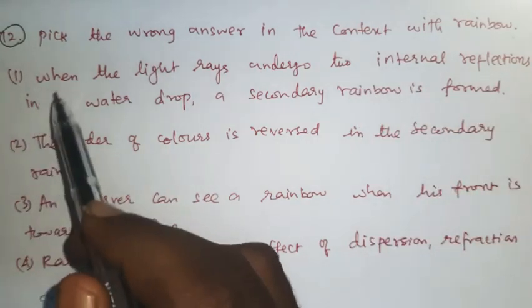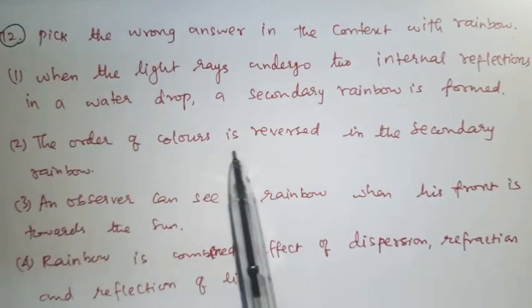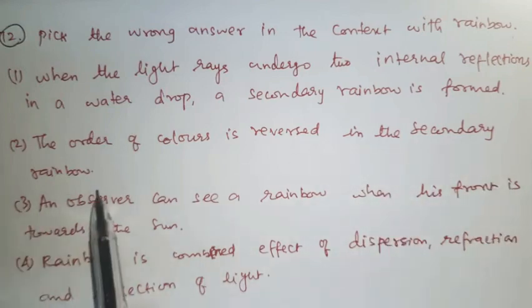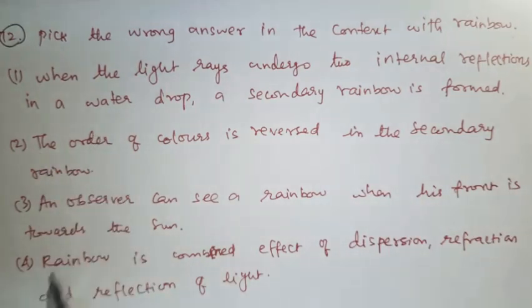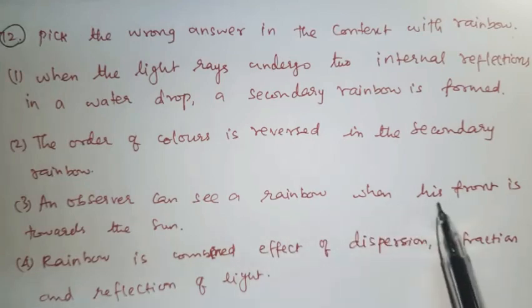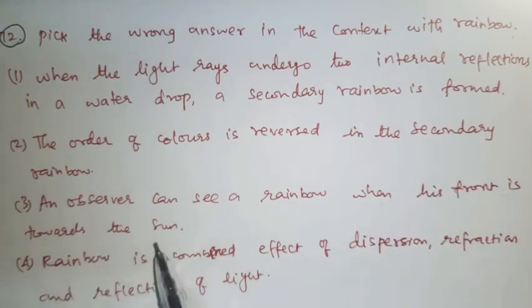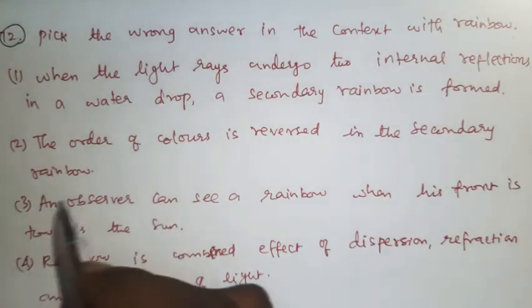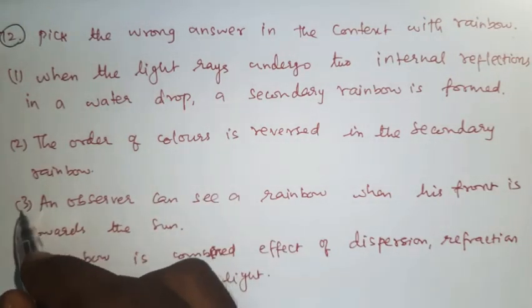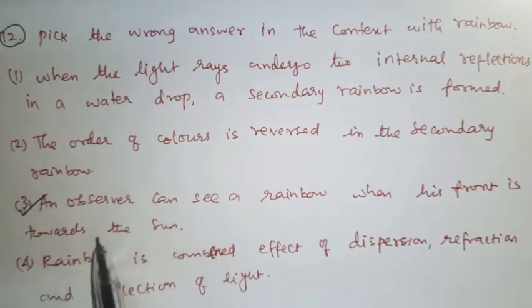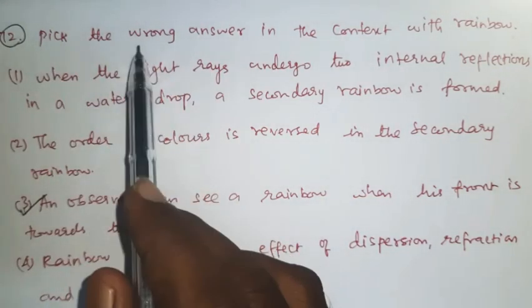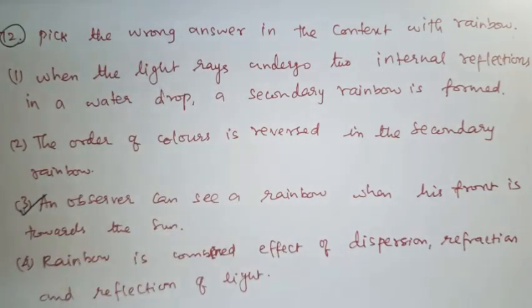This is true. The order of colors is reversed in the secondary rainbow. This one is also true. An observer can see a rainbow when his back is towards the sun. So this is the wrong one. So the third option is the right answer for the question. Wrong answer. So the wrong answer is the third one.